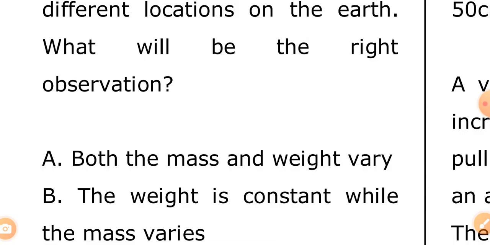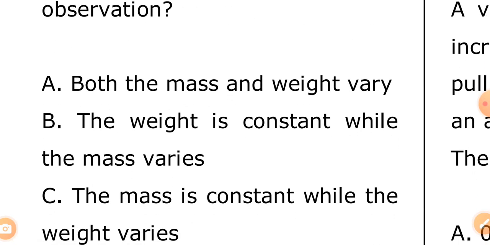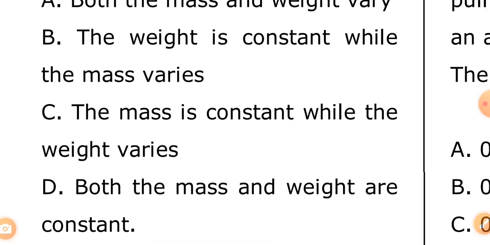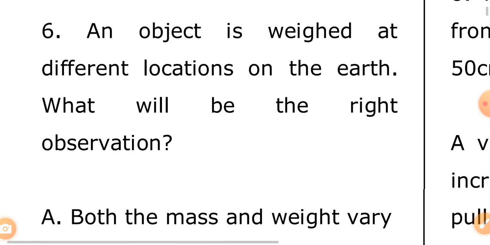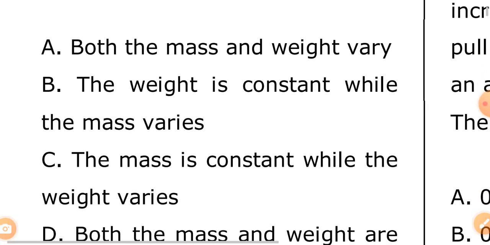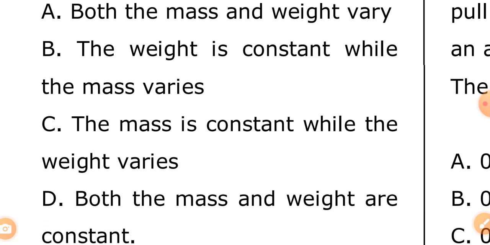A. Both the mass and the weight vary. B. The weight is constant while mass varies. C. The mass is constant while the weight varies. D. Both the mass and the weight are constant. Let's take a look again. An object is weighed at different locations on the earth. What will be the right observation? A. Both the mass and the weight vary. B. The weight is constant while the mass varies. C. The mass is constant while the weight varies. D. Both the mass and the weight are constant.